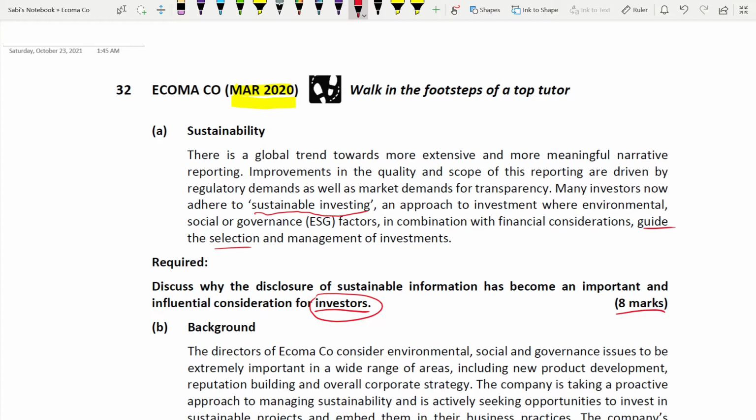Now the focus is still on the financial consideration. It does not mean that they no longer worry about the triple bottom line, the finance. No, it is still important, the most important. But along with it, now they are looking into more things like environmental factor, social factor, governance factor, and then they are taking a decision. They are screening the companies based on these factors, whether to invest or not to invest.